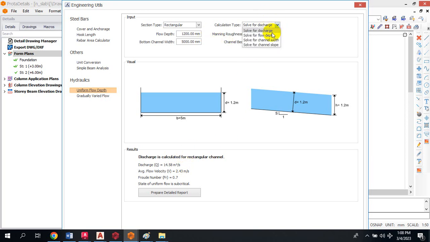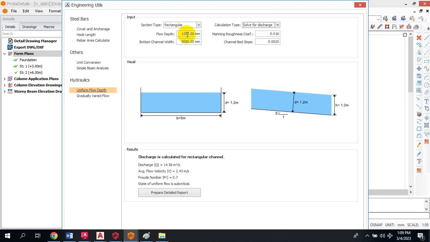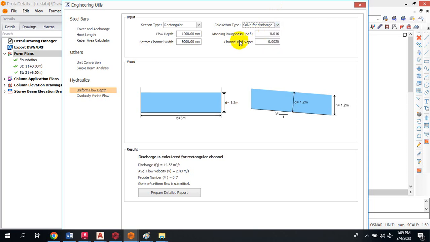You can solve for your flow depth as well, in a case where you just want to get the depth. If you already know the particular discharge, it will give you the exact depth. Let's come back here and say that our discharge, based on the depth of our flow, is 1.2 meters, and we know the bottom channel width as 5 meters. Let's try to confirm this. If we come to this place where we are calculating for the flow, which is our discharge, sorry, let's come back here.